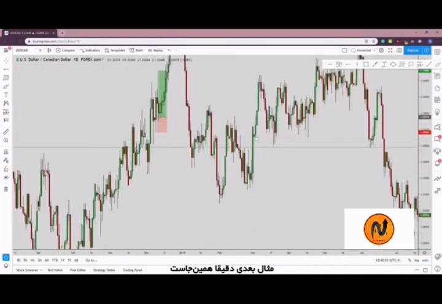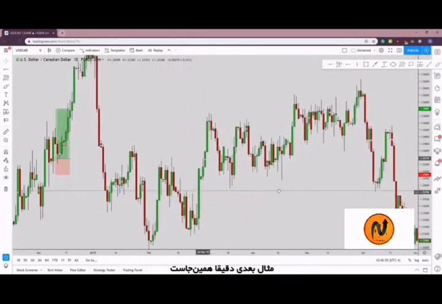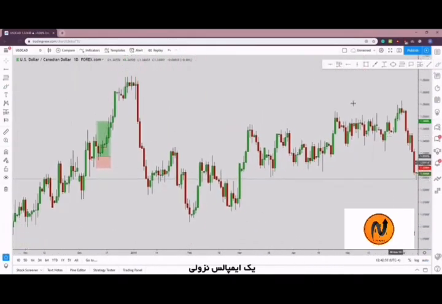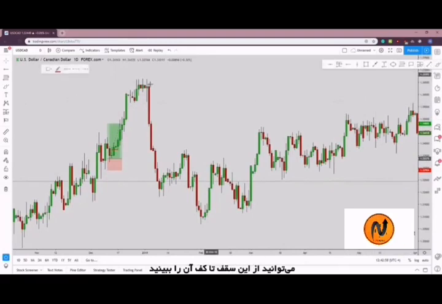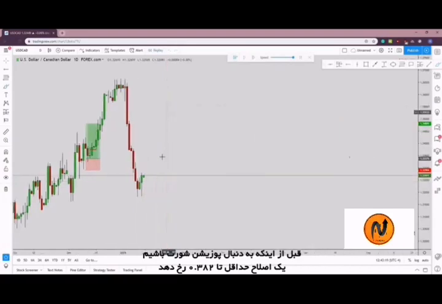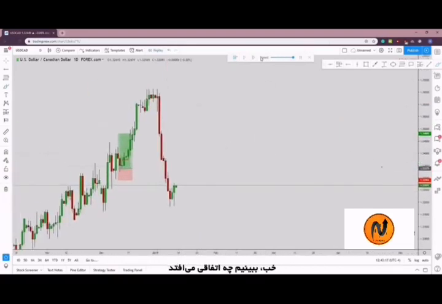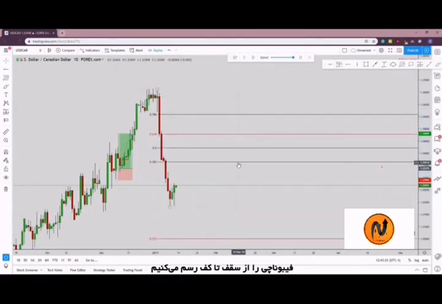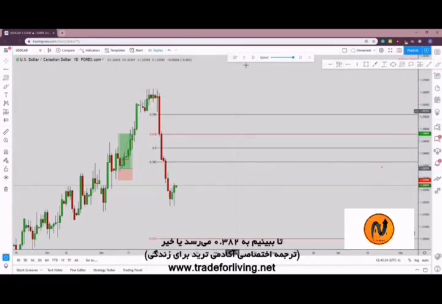So the next example is right here. The next impulse to the downside was extremely strong. You can see that from this high to this low, the market went in an extremely impulsive way to the downside. So what we then expected was obviously a retracement to at least the 382 before we can be looking for shorts. So let's see what happens. Let's take our Fibonacci from the high to the low, and let's see if the market actually made it to the 382.